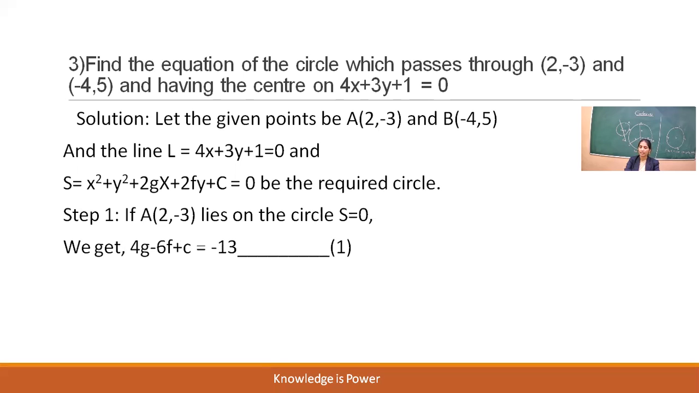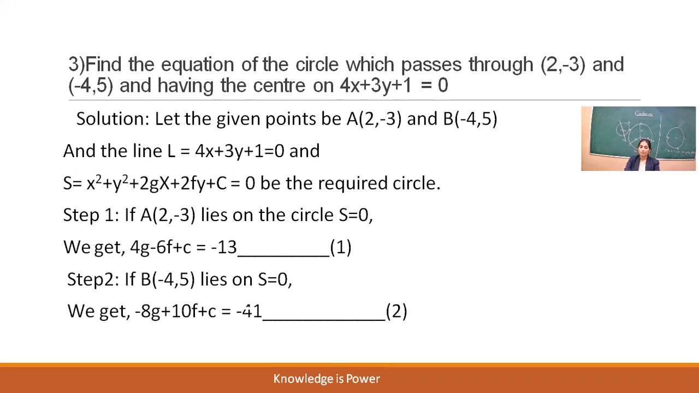And simplify. With which we will get 4g minus 6f plus c equal to minus 13, as we discussed in our previous problems. Step 2 is substituting the point B. B(minus 4, 5) lies on S equal to 0. So it is minus 8g plus 10f plus c equal to minus 41.